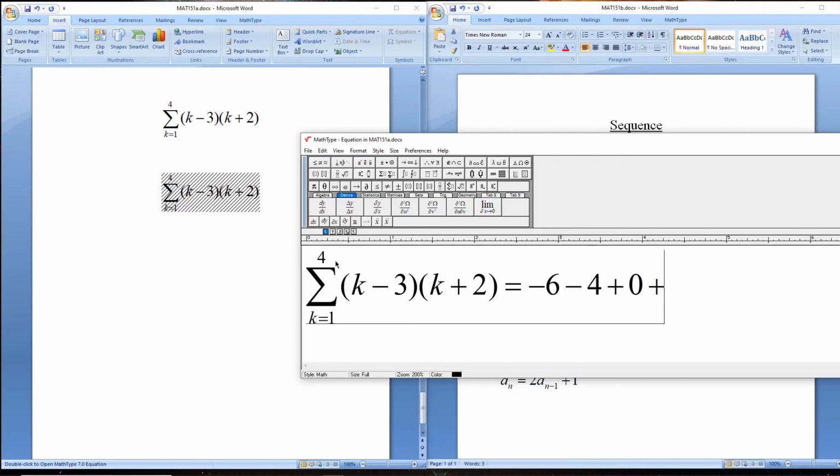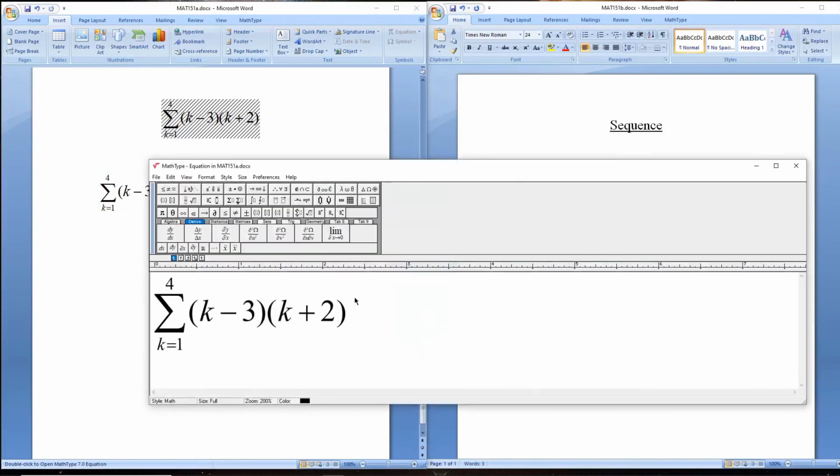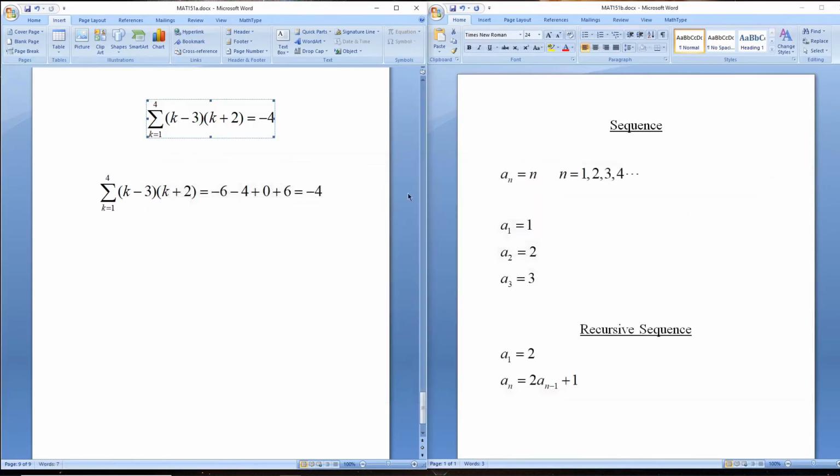And then finally, we're at k equals 4, which is where the summation stops. We'll have 4 minus 3, which is 1, and then 4 plus 2 to get us a 6. And so there we go. We've listed the first 4 numbers, and now we're going to add them all together to get negative 4. And that is the answer to this summation. The summation here is negative 4.